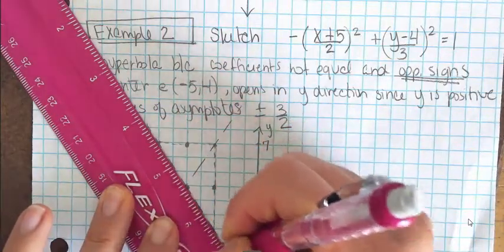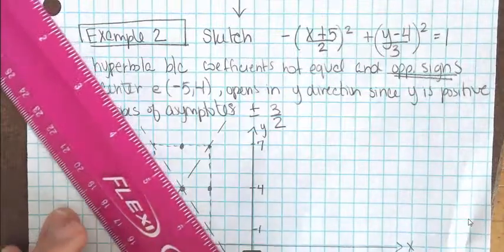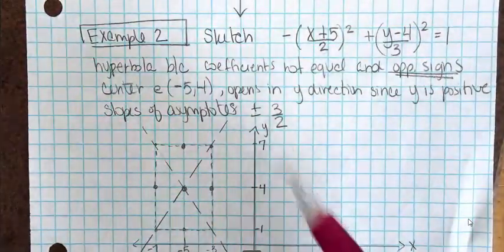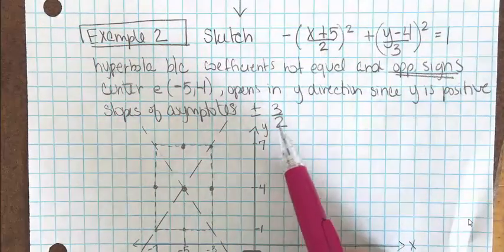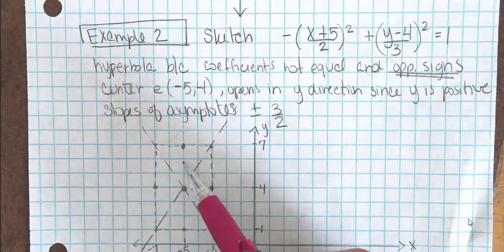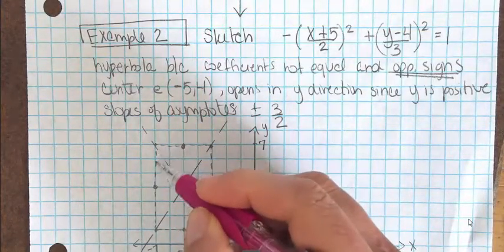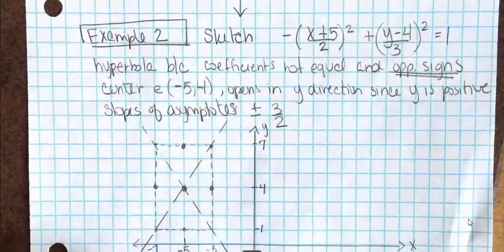So you can always double check that you have the right box made by double checking your slopes. So again, it was supposed to be positive and -3/2. This one we already checked was positive 3/2. This one is going to be -3 over 2.